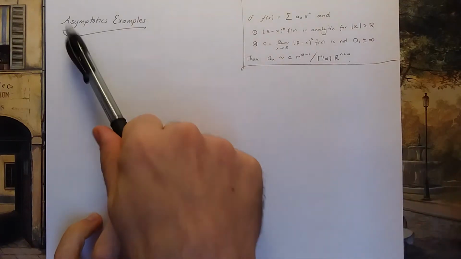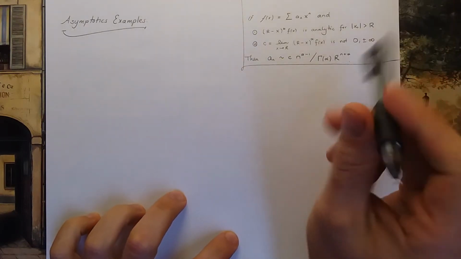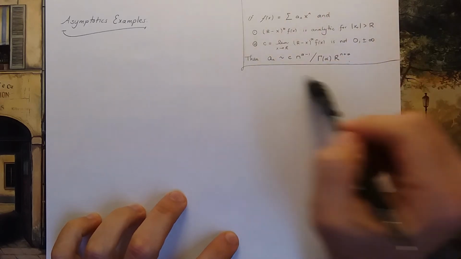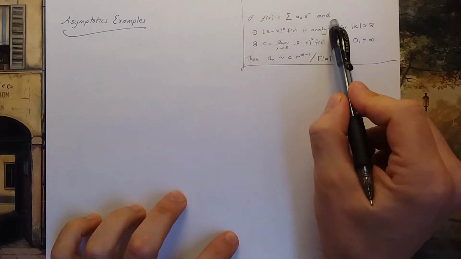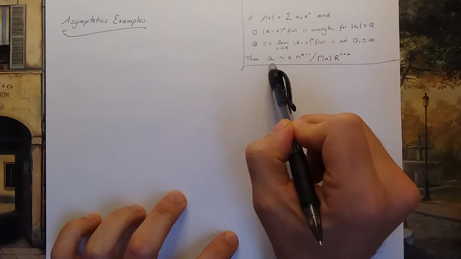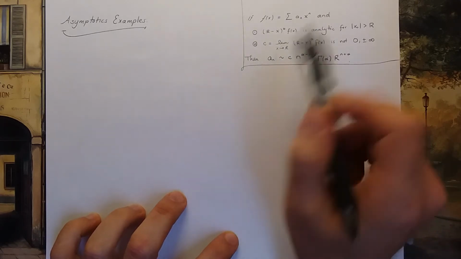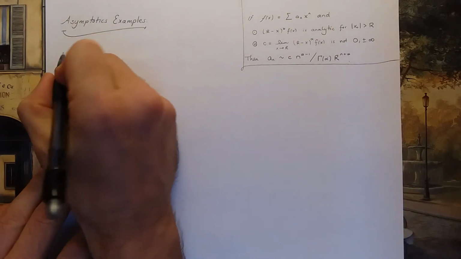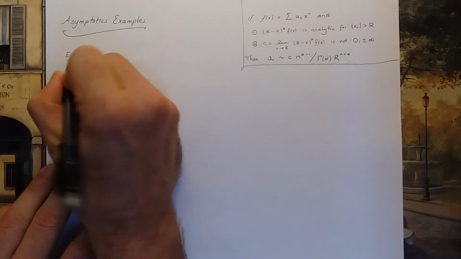Let's do some more asymptotics examples. These are fun. So I wrote down the main theorem we have here. Again, if we have certain conditions holding for our function, then we get an asymptotic result for the coefficients of our generating functions. Let's do an example that we've seen in the past.